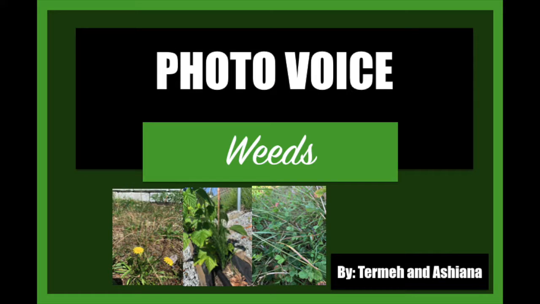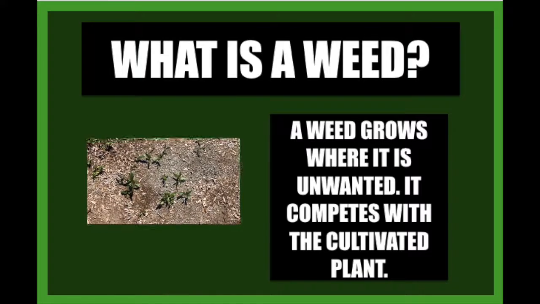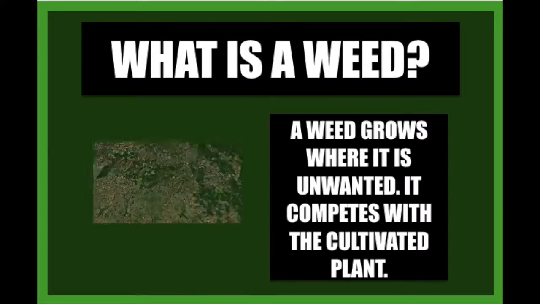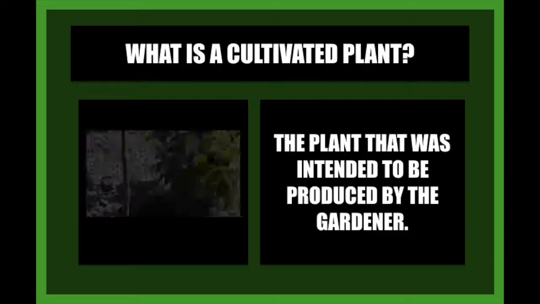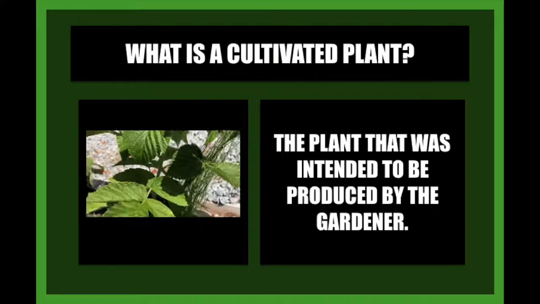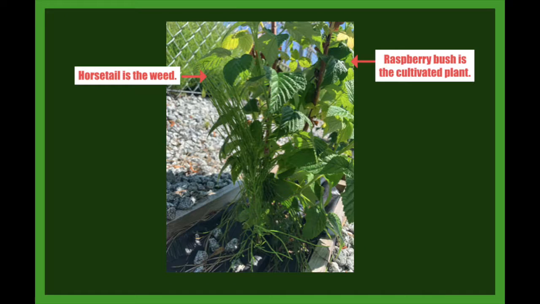Today we are talking about weeds. A weed is a plant that grows where it is not wanted. It grows in the space of the cultivated plant. The cultivated plant is what was intended to be produced by the gardener or farmer. Here at Suwalk, the raspberry bush is the cultivated plant, and the horsetail is the weed that grows in its space.